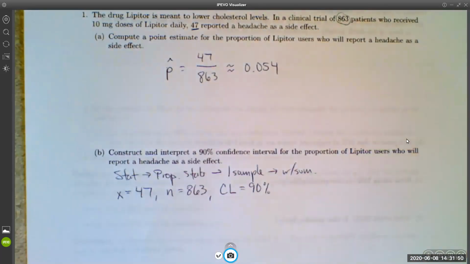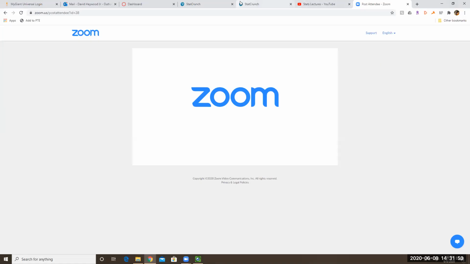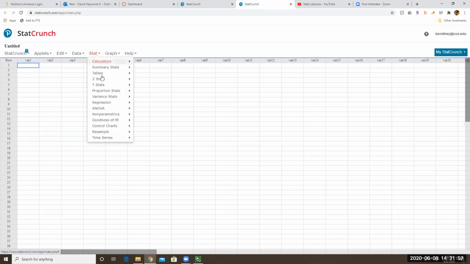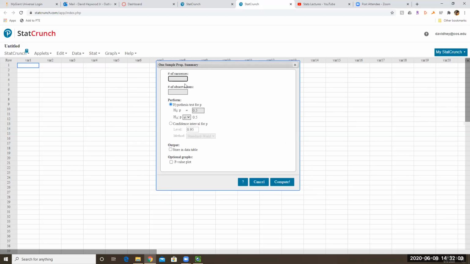So let's go to StatCrunch and see what this looks like. So we go Stat, Proportion Stats, One Sample with Summary. And then you come to a screen that looks like this, where again, you're prompted for the number of successes, the number of observations, right? Number of successes we said was 47. Number of observations we said was 863. And I'm going to click on the confidence interval button, not the hypothesis test. We'll talk about hypothesis tests in chapter 10. But for now, I want to construct a confidence interval. And I want the confidence level to be 90%. So I'm going to change this to 0.9. Okay, leave the method on Standard Wald, right? Don't change that. And then you hit compute.